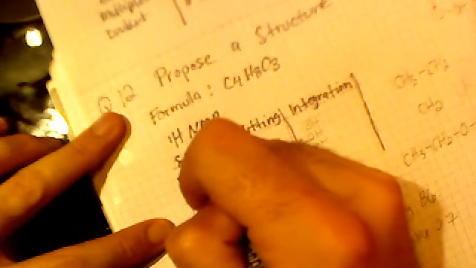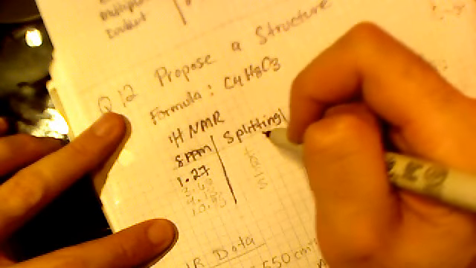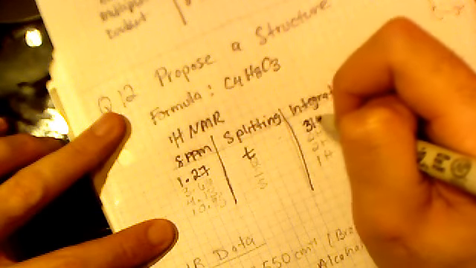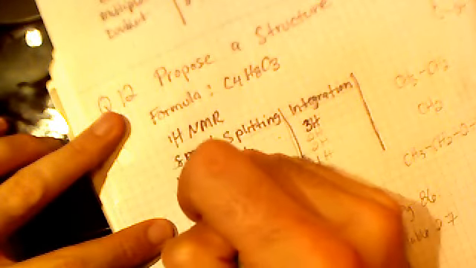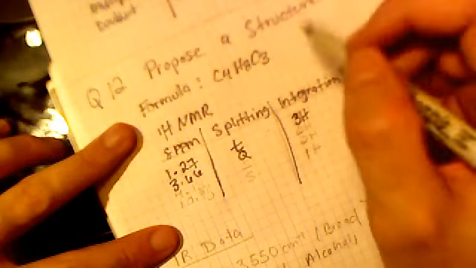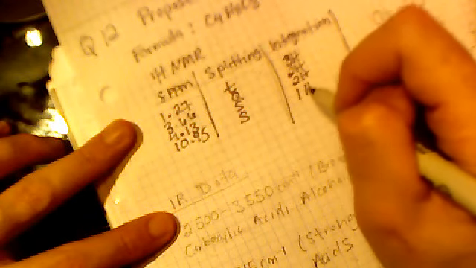So at 1.27, the most upfield, furthest away from the electronegative oxygens, there is a triplet signal, and it's 3 hydrogens high. Then at 3.66 chemical shift, there is a quadruplet, and it's 2 hydrogens high. At 4.13 chemical shift, there's a singlet, and it's 2 hydrogens high. And then at 10.95, there's a singlet, and it's 1 hydrogen high. And then they also gave us IR data.